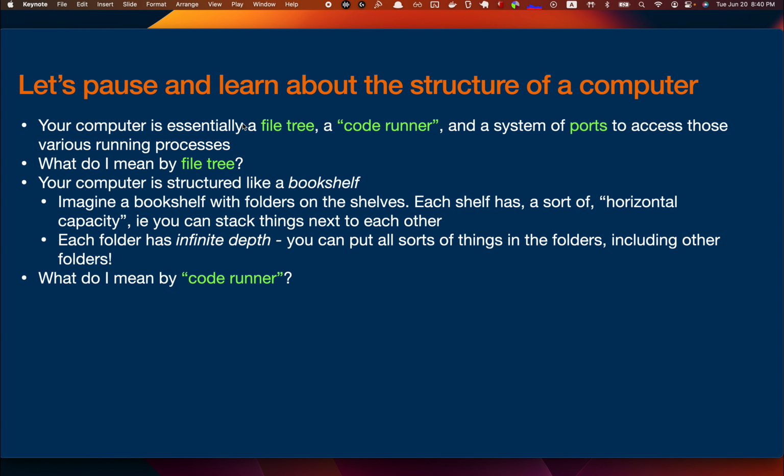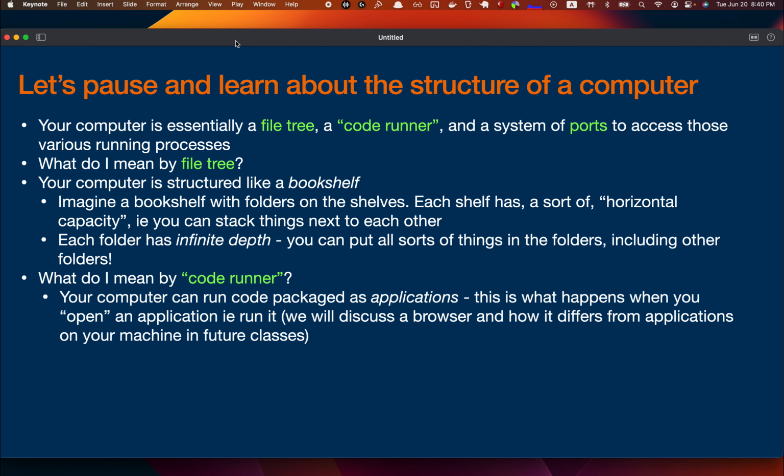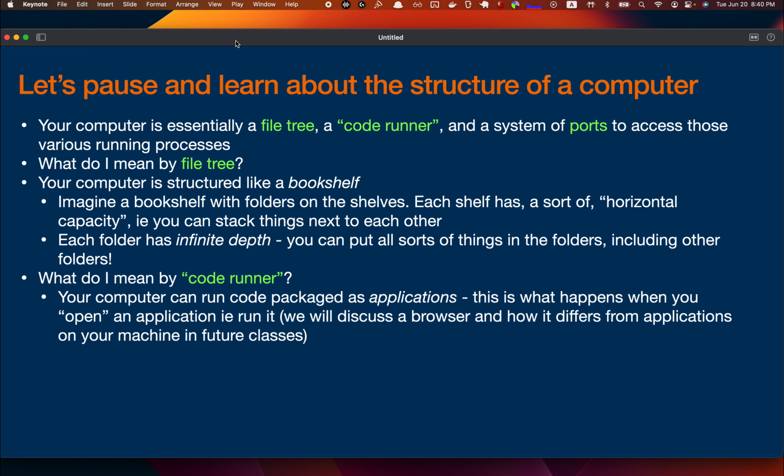What do I mean by code runner? So your computer can run code packaged as applications. This is what happens when you open an application, i.e. run it. We will discuss a browser and how it differs from applications on your machine in future classes. So basically, when you download an application from the internet or from a CD, once upon a time, you would get a Microsoft Word CD and install it on your machine, and then it would live on your machine. You wouldn't have to put the CD in every time.